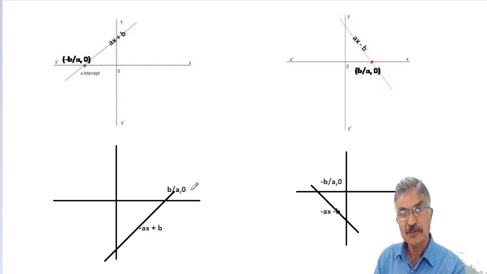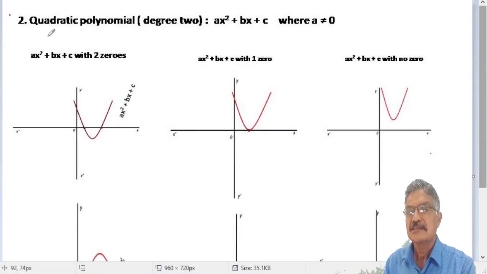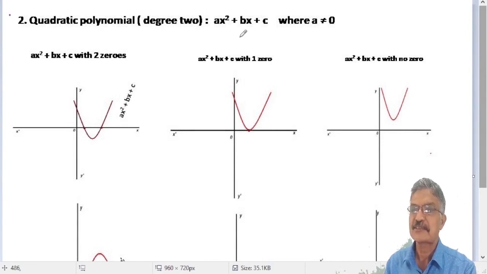Here, if the coefficient of x is negative and the constant term is negative, then the line will meet the negative side of the x-axis and the point is (minus b by a, 0). So these points are all the zeros of the linear polynomial. Now we will look at the zeros of a quadratic polynomial. The general form of a quadratic polynomial is ax square plus bx plus c, where a is not equal to 0. These are the graphs of a quadratic polynomial in different situations.